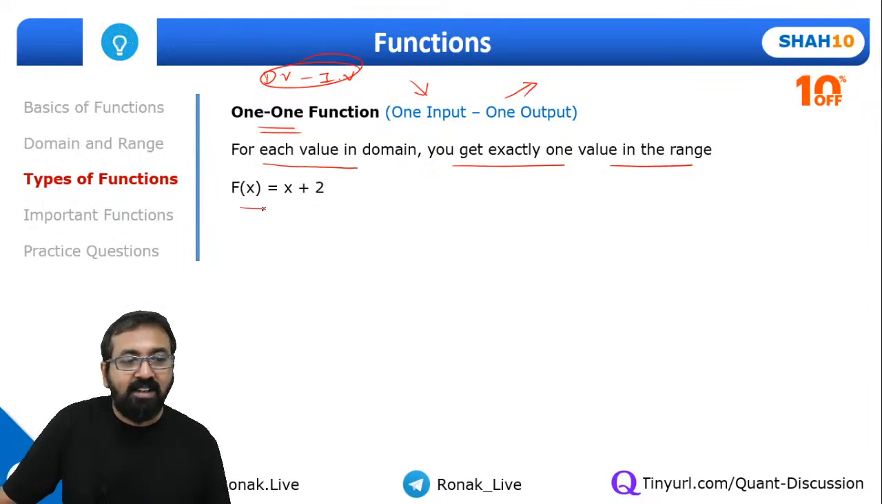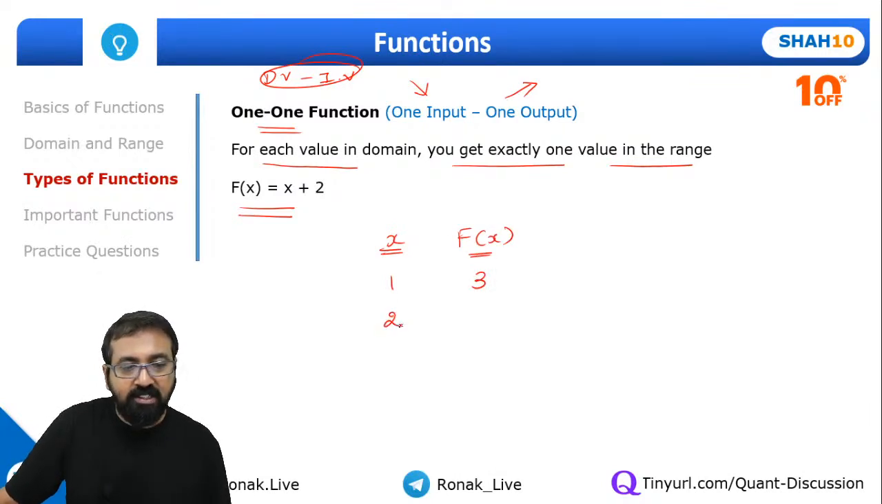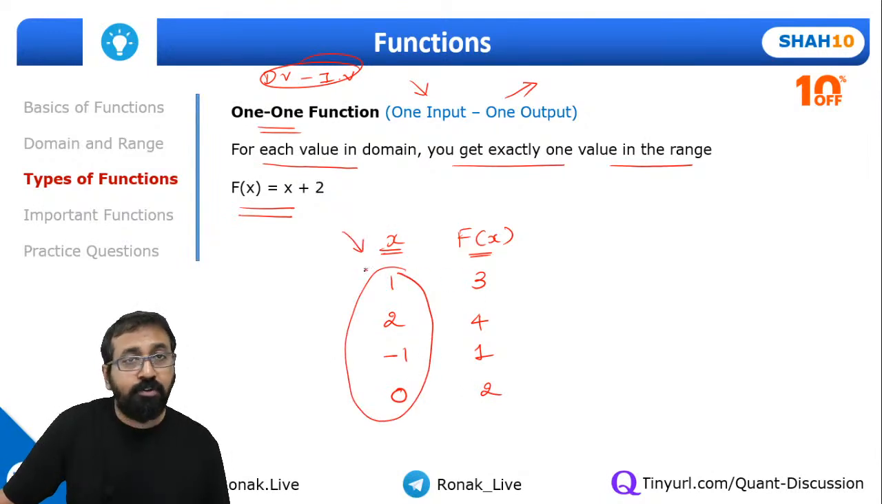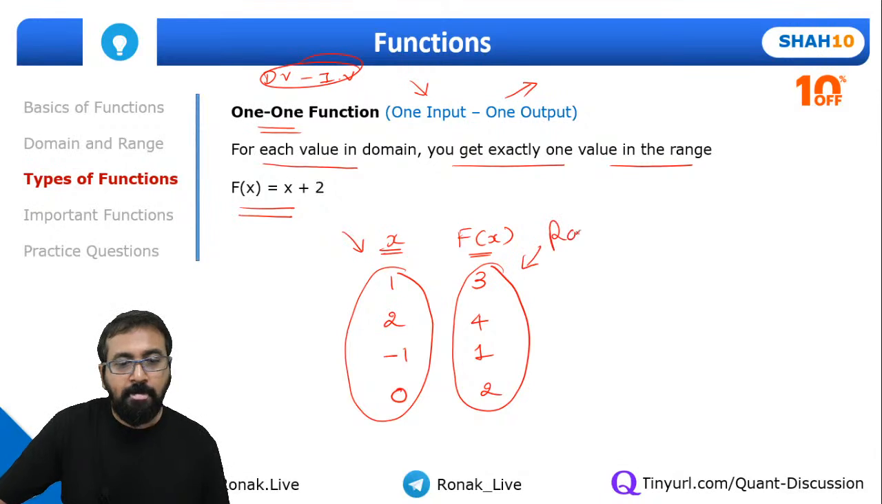As simple as that. Let's take this function. Here, if I take x is equal to 1, what will be the value of f of x? Can I say f of x will be 3? If I take 2, f of x will be 4. If I take -1, this will be 1. If I take 0, it will be 2, and so on and so forth. So this is nothing but your domain, the set of values of the independent variable, and this is your range. Let me just write it here once again so that it becomes pretty clear.